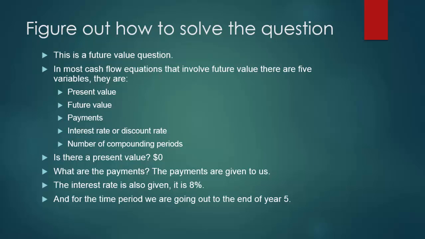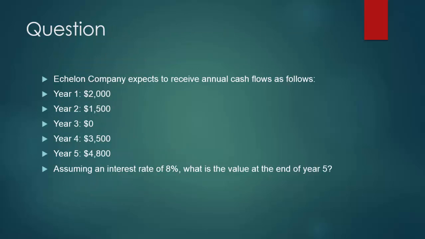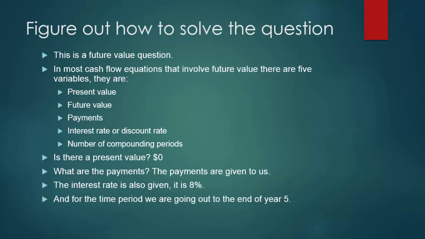So the first thing you have to say to yourself is, what is the question asking and what kind of information do I have? So if you read the question, they're clearly asking for the value in year five, at the end of year five. So this is going to be a future value question.